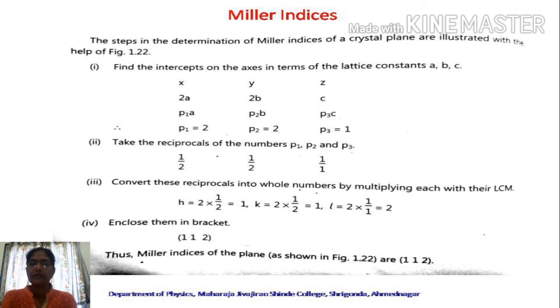It means that H is equal to 2 into half is equal to 1, K is equal to 2 into half is equal to 1, and L is equal to 2 into 1 is equal to 2. And you have to mention them in a bracket without commas. That is (1 1 2) in bracket, which is nothing but the Miller index of the given plane.